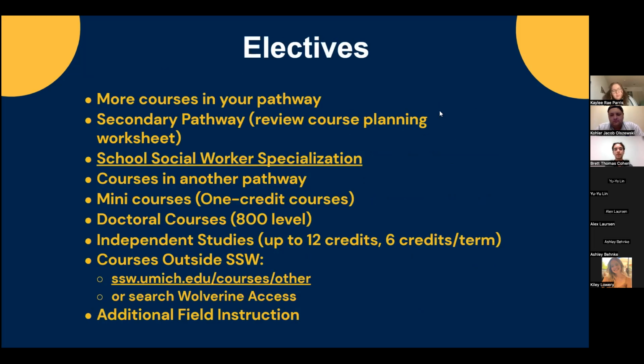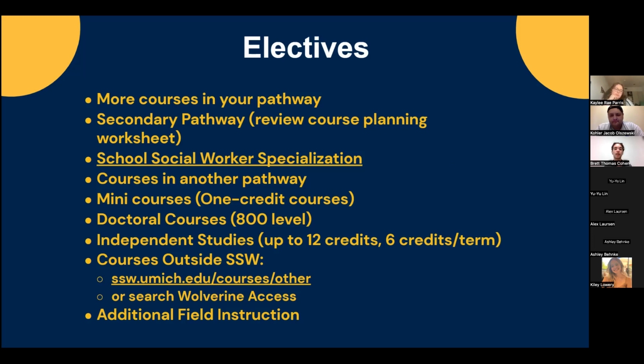And then I feel like we've touched on electives already, but here's a nice summary. They can be additional courses in your pathway. You can use them to work towards a secondary pathway. You can get a specialization in school social work. You can take courses in different pathways. There's a ton of mini courses offered, which are 1 credit hour courses.